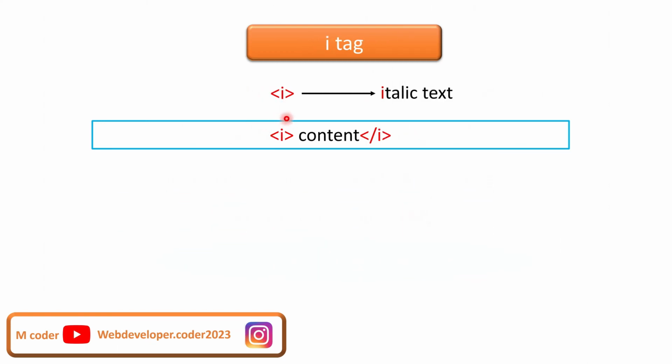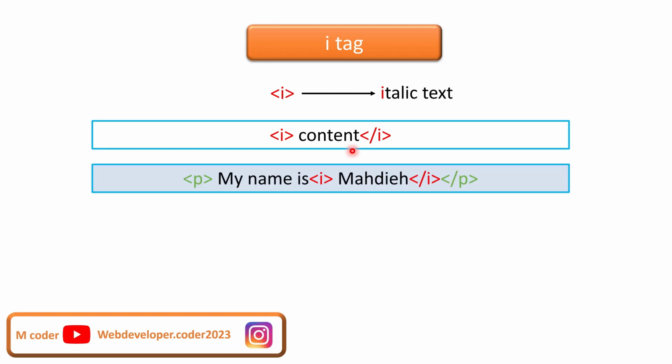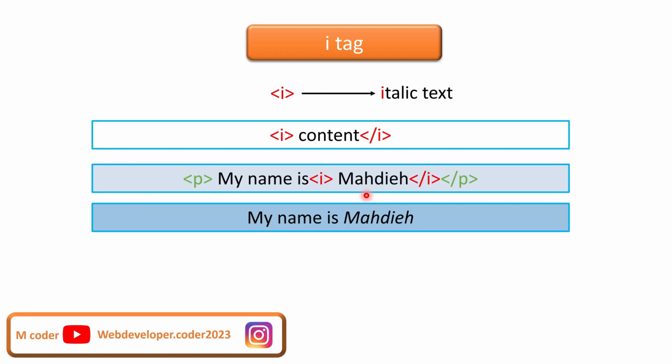The next element is I, which stands for italic text. That is the text of the case. It displays the content in italic. We write it in the open and closing I tag, inside which we place the content. For example, my name is Mahdiye, and we write the word Mahdiye inside the I tags. And the output is displayed in italics.